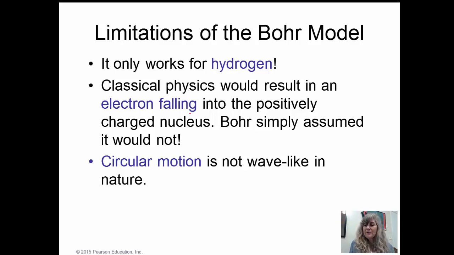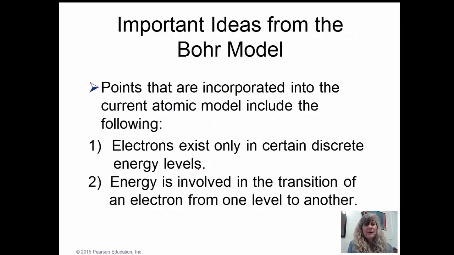Well, what was wrong with Bohr's model? It only worked for hydrogen. How many electrons are in hydrogen? Not too many. And it really was treating electrons like they followed Newton's laws of motion. And we know that they don't because they're very tiny particles. Remember that a charged particle moving in a circular path loses energy, so it would probably go crashing into the nucleus if we really used Bohr's model.